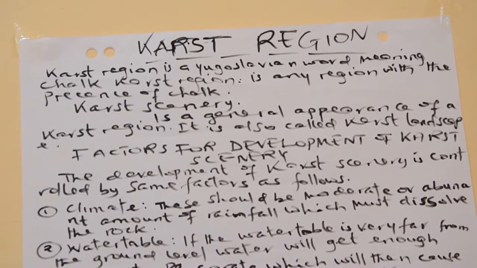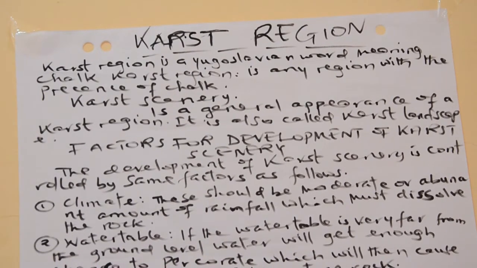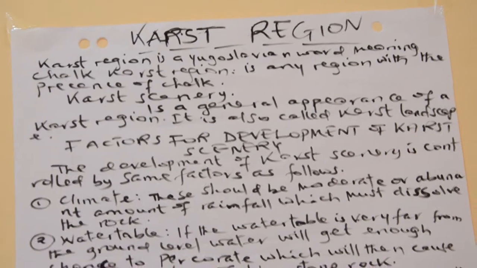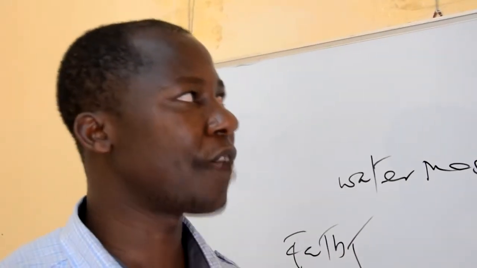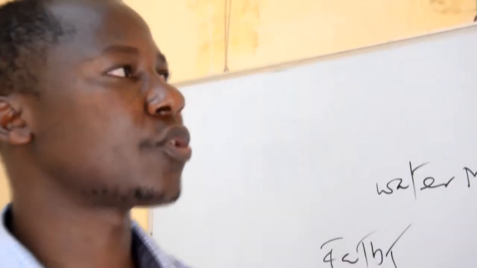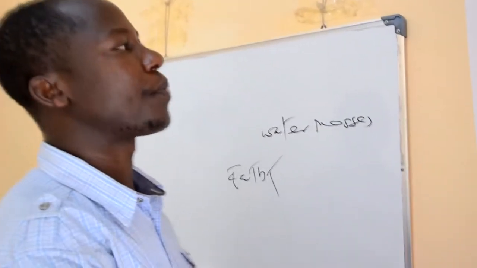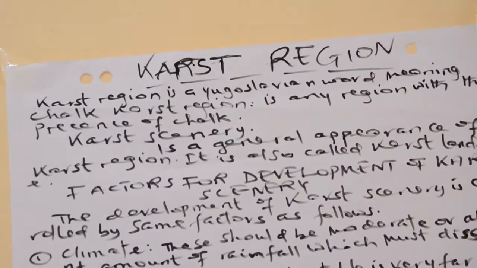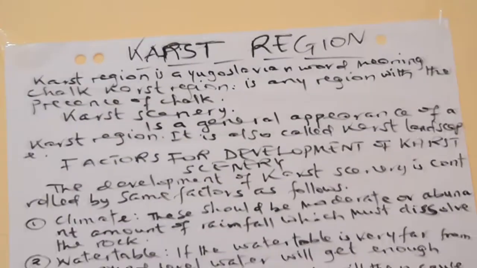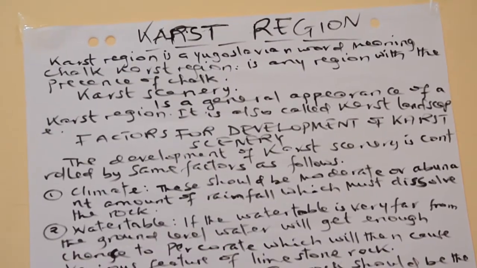Karst region is a Yugoslavian word, borrowed from Yugoslavian people. There is a certain area in Yugoslavia which is called Karst, which means charcoal. Therefore, Karst region is a Yugoslavian word meaning charcoal. Karst region is any region with the presence of charcoal. Whenever you're talking about Karst region, you are just talking about a region which consists of charcoal.